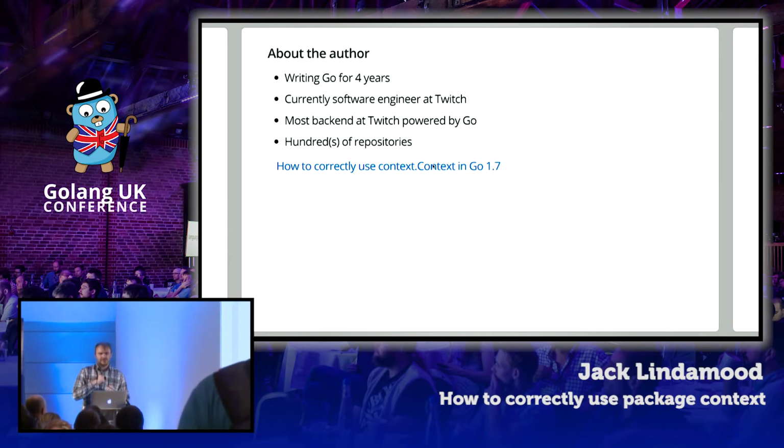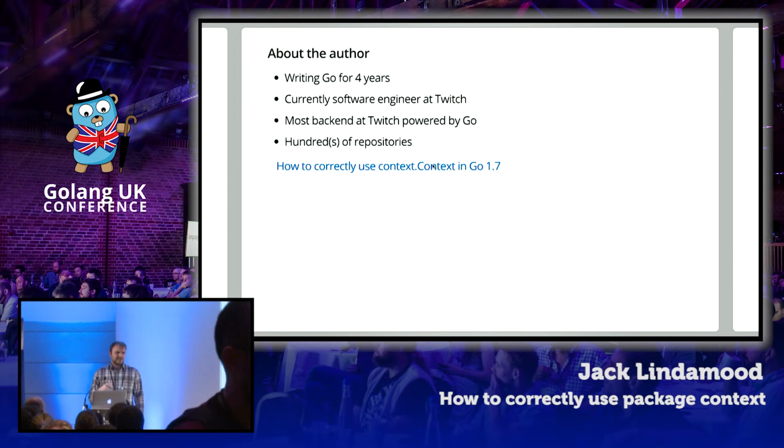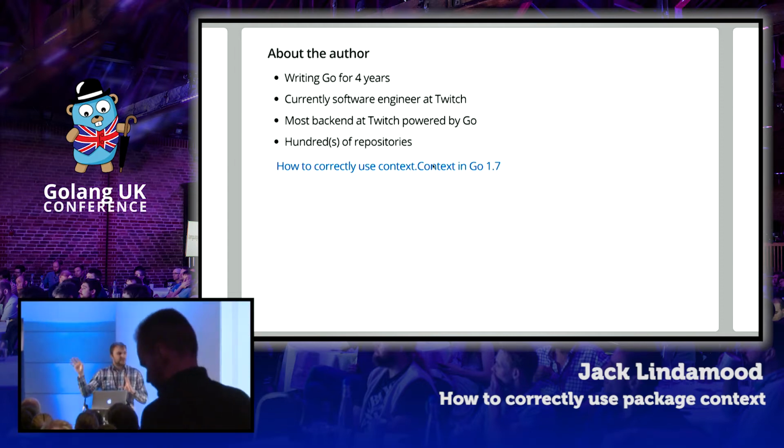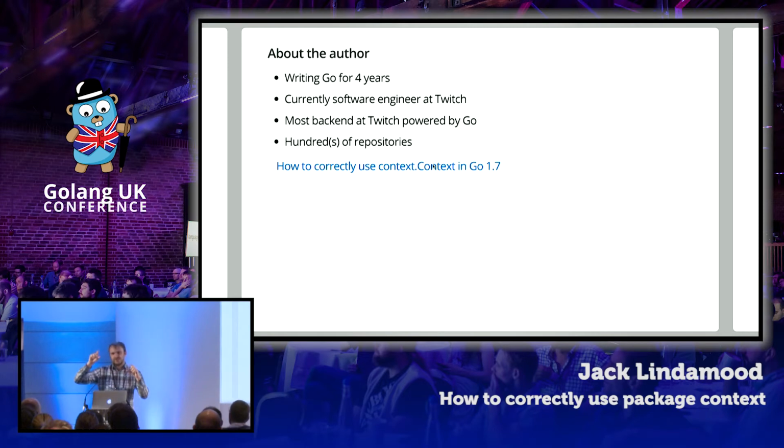A little bit about me. I've been writing Go for about 4 years. Currently I'm a software engineer at Twitch. Twitch, if you're unfamiliar, we stream video games. Most of our backend at Twitch is written in Go. There are probably hundreds of miniature Git repositories that we use for various different microservices.